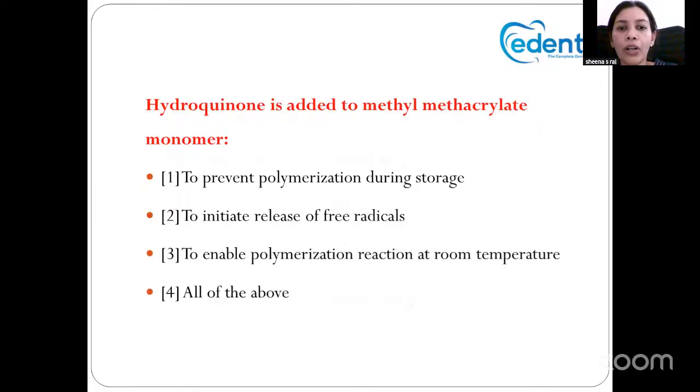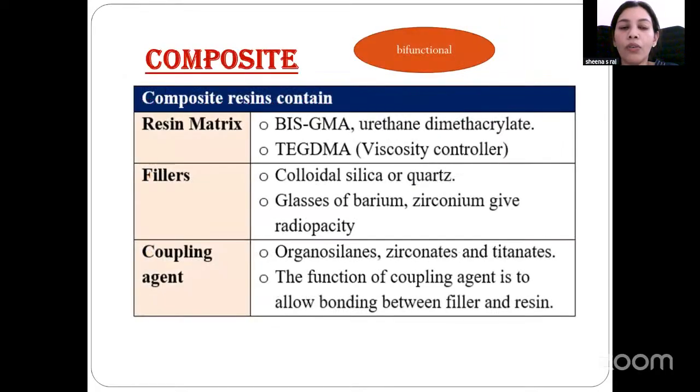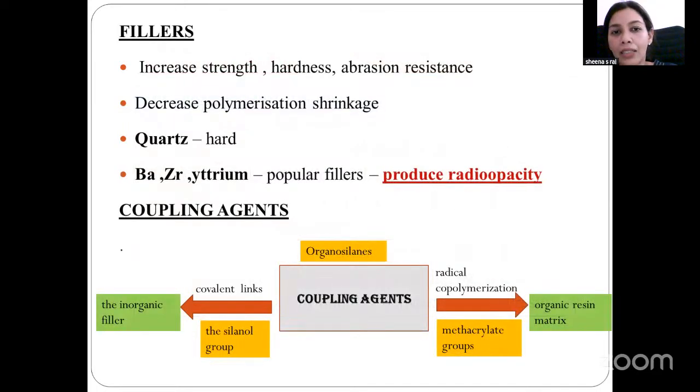Next, hydroquinone is added to methyl acrylate. We have already studied that it is used to prevent polymerization during storage. That is why I told you each and every point in that slide is very important. Some important points from composite: it is bifunctional. Please keep that in mind because it can adhere both to the tooth structure as well as the composite. This is all, you know, resin material, filler material, coupling agent. I would like to add this important point.